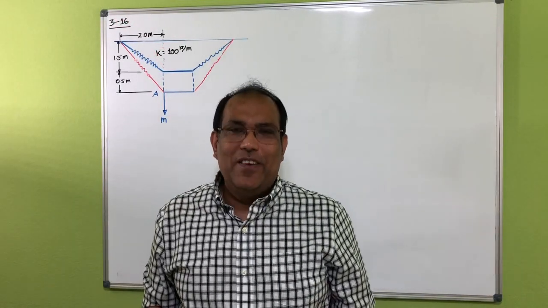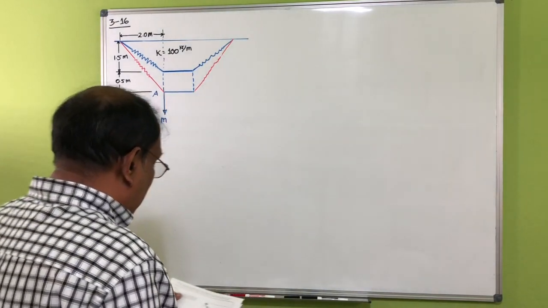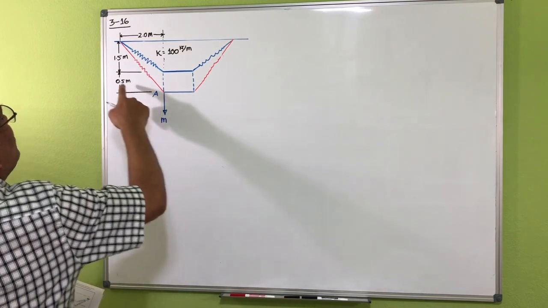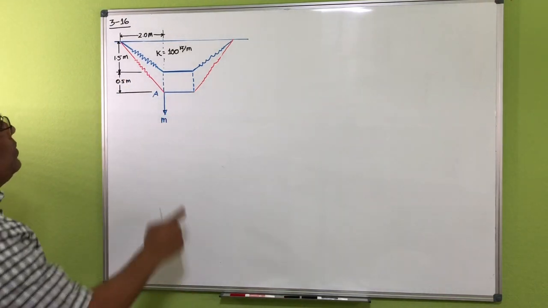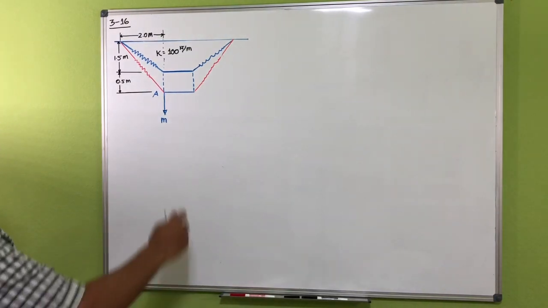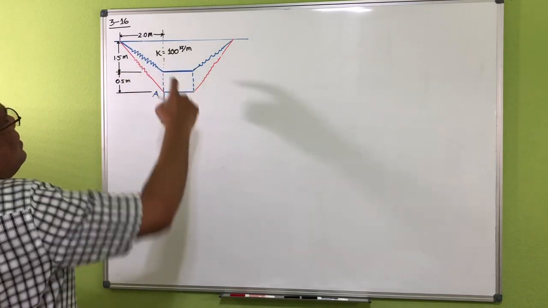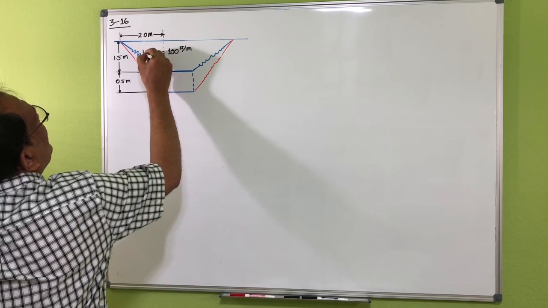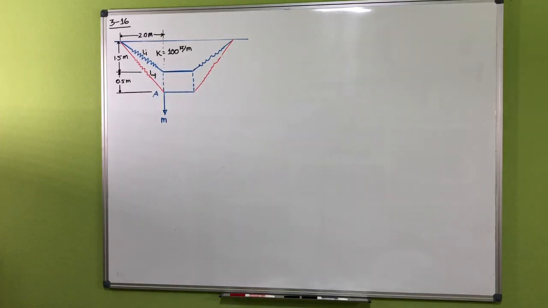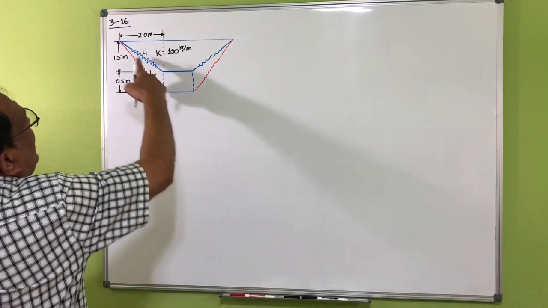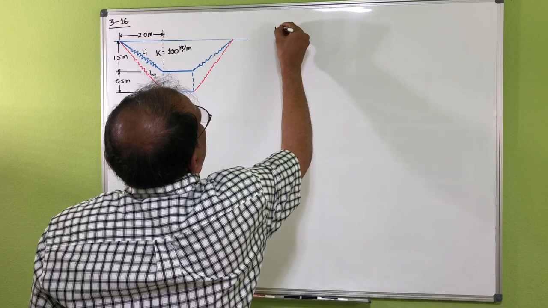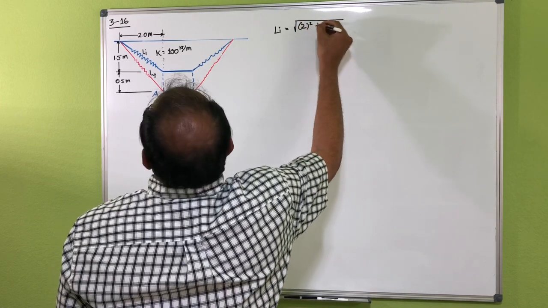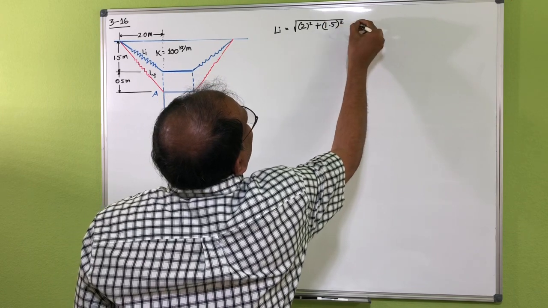Problem number 3-36. This one is saying determine the mass that you can hang here so that this point will sag from here to here, which is actually 0.5 meter. So you have to find out the mass here. Now you can see this is the initial length of this spring here. Let's say this is L initial, and let's say L final here. If you use the Pythagoras formula, then you can find the initial length Li, that's basically 2.5 meter.